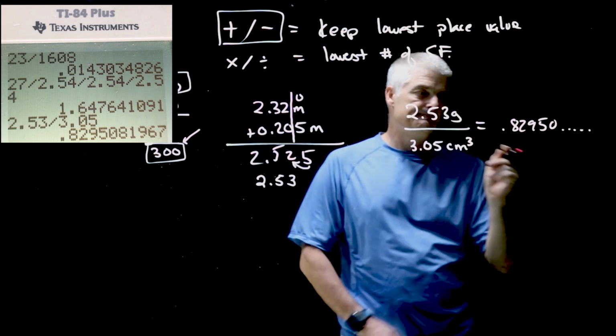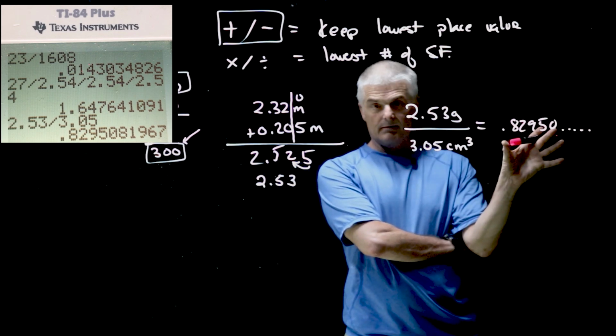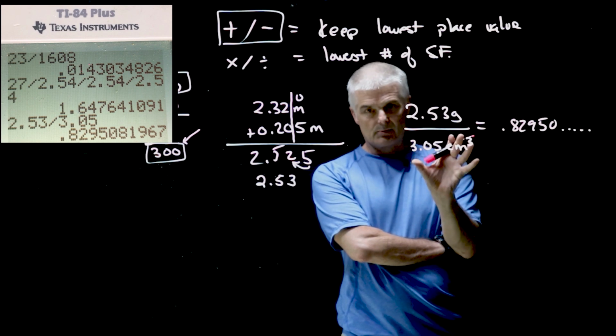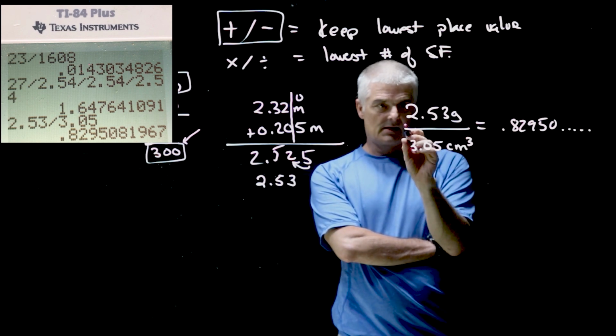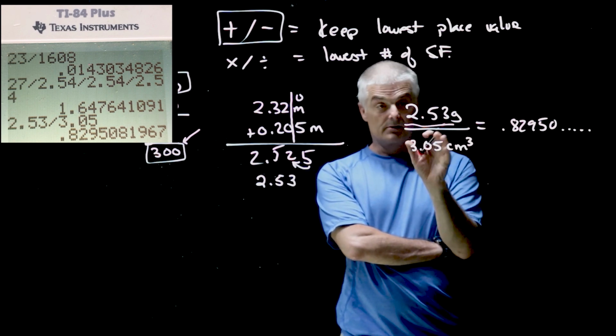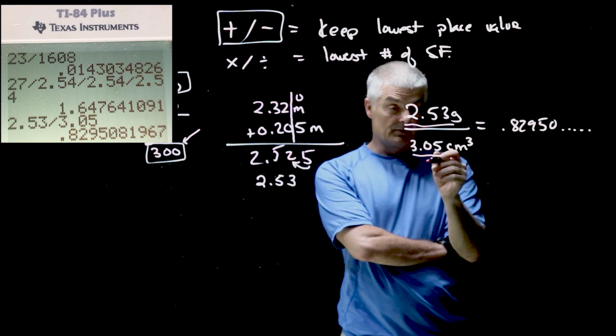The interesting thing is I get this big old number, 0.8295, 0.82950 and so on. So do I write the whole number out? Of course not. What I need to do is keep the lowest number of significant figures. In this case, I have 3 sig figs. They're all non-zero digits. This one has a captive 0, but it's in the middle, so they're both 3.